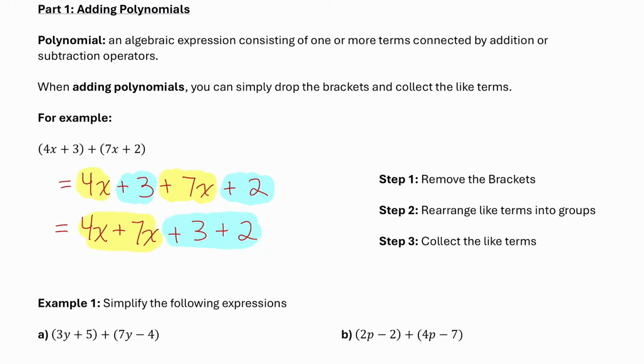So notice now how the like terms are grouped together, and now I can collect those like terms. When collecting like terms like 4x plus 7x, all we do is we add the coefficients 4 plus 7, which gives me 11, and keep the variable part, x, exactly the same. So 4x plus 7x is 11x. And then my constants 3 plus 2 is 5. So after collecting the like terms, my final simplified expression is 11x plus 5.